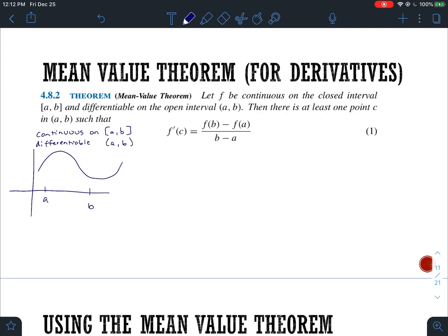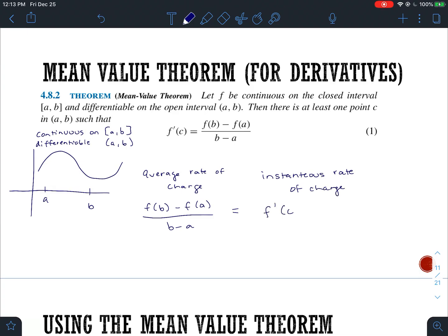You don't have to be differentiable at the endpoints, but as long as you're differentiable in between the endpoints, so there's no corners, there's no cusps, then the average rate of change, which again is what we just talked about, f of b minus f of a over b minus a, is going to equal the instantaneous rate of change somewhere between a and b. And the instantaneous rate of change is the actual derivative.